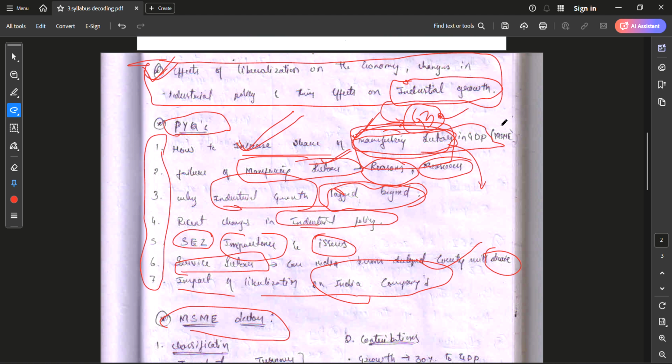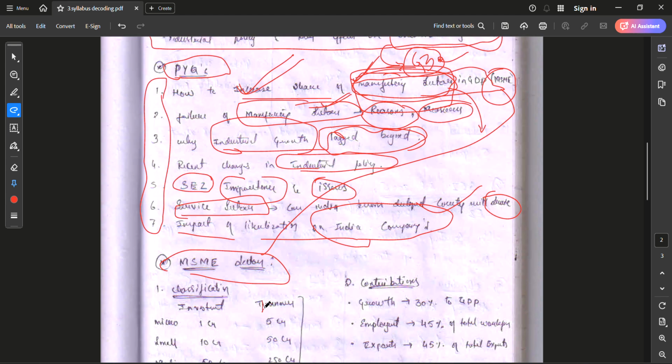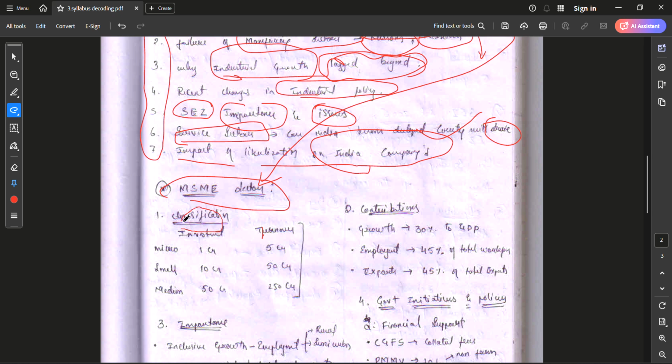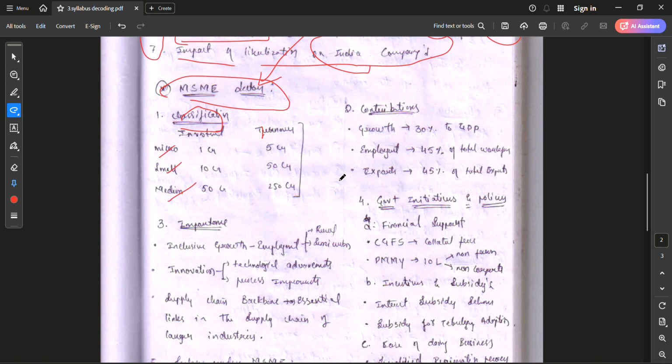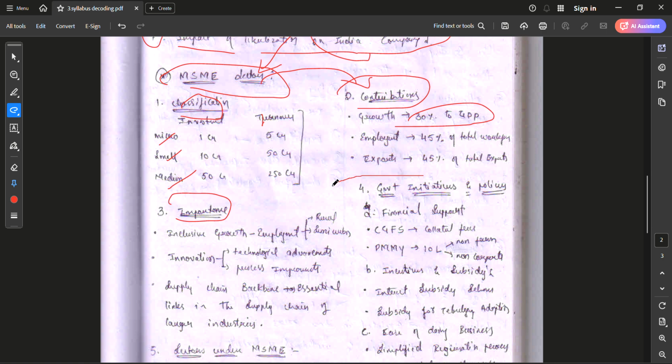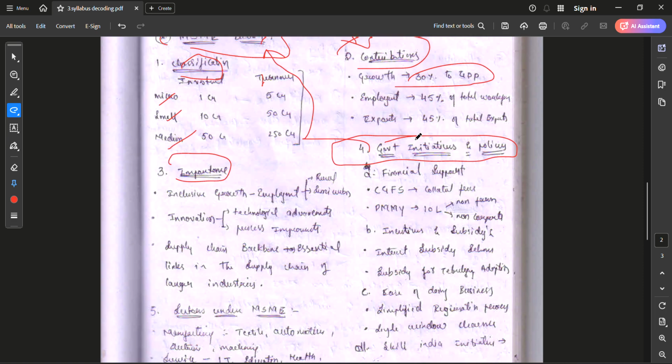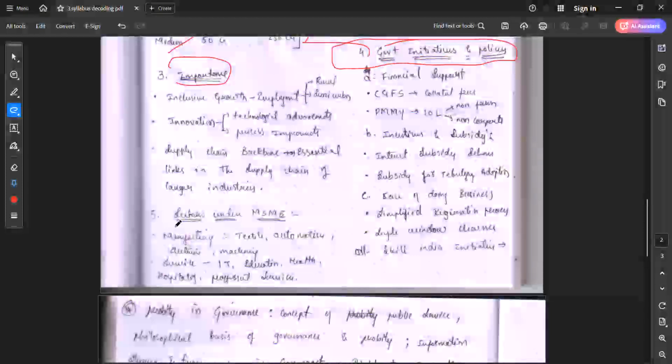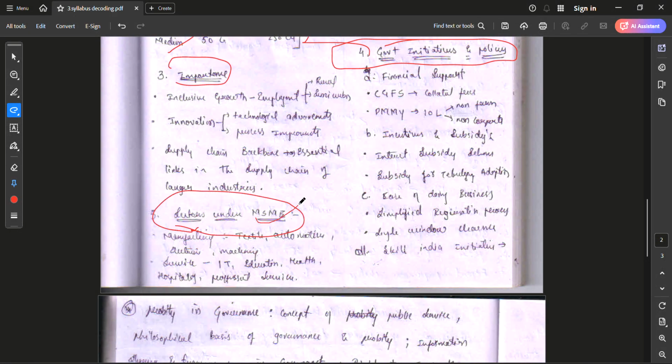Okay guys, after completing this, I started making notes. You can see here the MSME sector, I have written MSME here, so I brought that here. I started reading the MSME sector. I classified the MSME sector into micro, small and medium. I also wrote the contributions of the MSME sector, you can see how I wrote it. I also wrote the importance of the MSME sector, and the government initiatives and policies for MSME growth: what steps the government has taken to improve the MSME sector. And the sectors under MSME: MSME is not related to one particular sector, it includes manufacturing and service also.